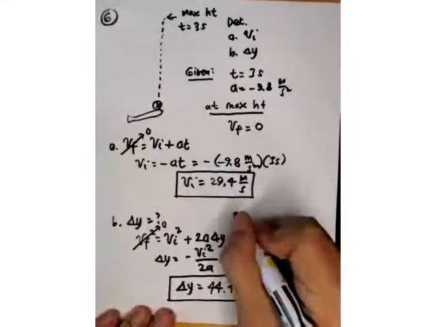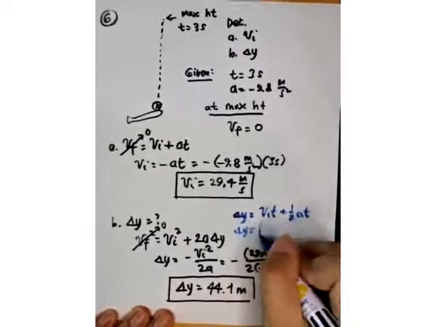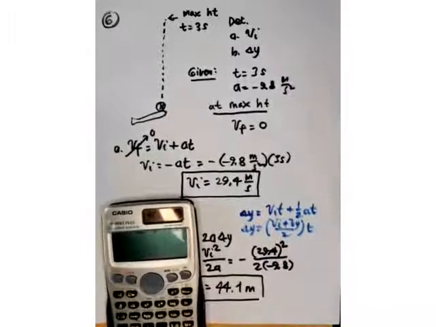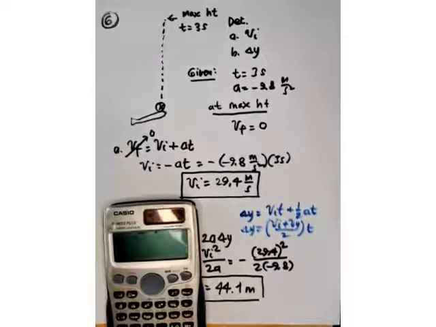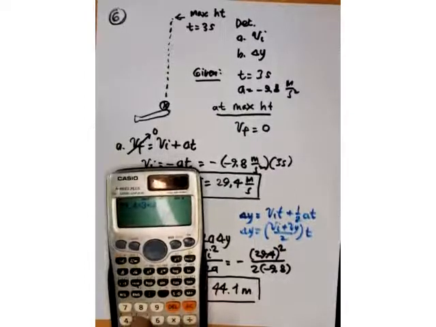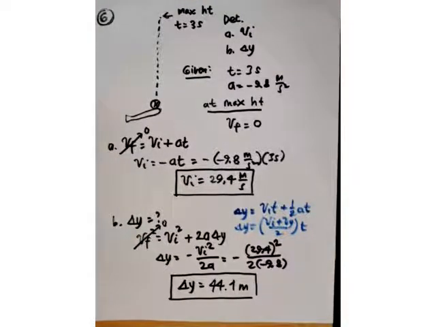Actually, we can also use yung delta Y is equal to VIt plus 1/2 at squared, or delta Y is VI plus VF over 2 times t. So we can use these two as well. We can try. So that will be 29.4 divided by 2 times 3. Okay, 44.1. Or 29.4 times 3 plus 0.5 times negative 9.8 times 3 squared. So that's also 44.1. Ayan. Kasi there's no formula for us to avoid V initial. Kaya kahit alin sa mga natitirang formulang gamitin niyo to solve for the displacement, that will be correct.